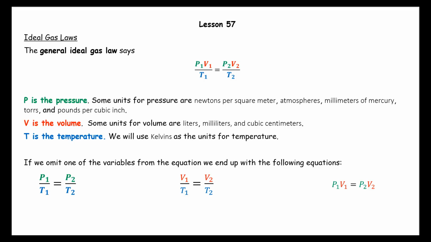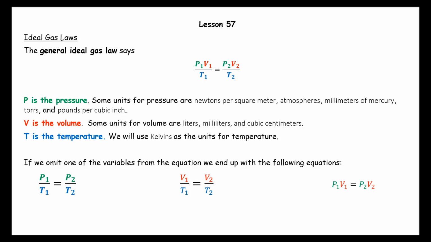Okay, lesson 57 is about the ideal gas laws. The general ideal gas law says that P1 V1 over T1 is equal to P2 V2 over T2, where P is the pressure, V is the volume, and T is the temperature of an ideal gas. The ones that have the little ones next to them are the initial pressure, volume, and temperature. The ones with the little twos next to them are the final pressure, volume, and temperature.